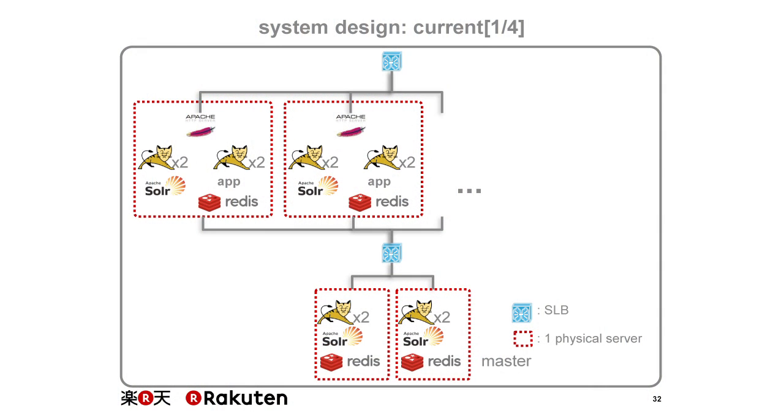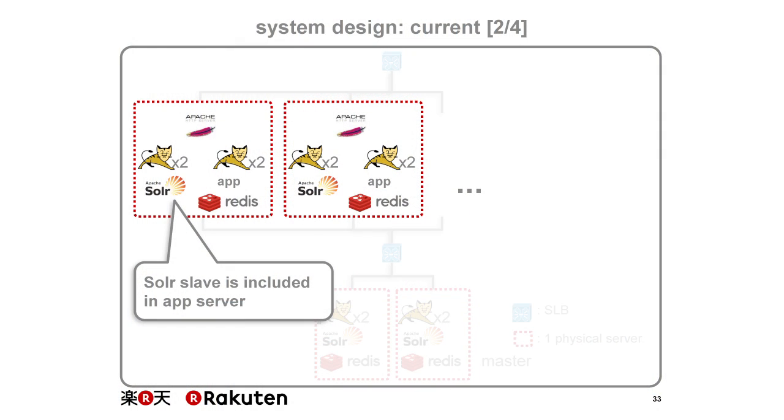The red line box stands for one physical server. So we merged the front-end server and the back-end Solr Slave server. Then one server contains all the data stores needed for searching advertisement requests. Then Solr Slave instances are included in the application server. The server contains one Apache web server and two applications on Tomcat, and two Solr Slave instances and Redis Slave instances. And no external connection or networking is needed for returning advertisements now.